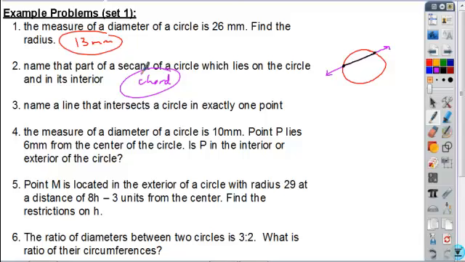Okay, so a chord. Okay, name a line that intersects the circle at exactly one point. This, by definition, is tangent.